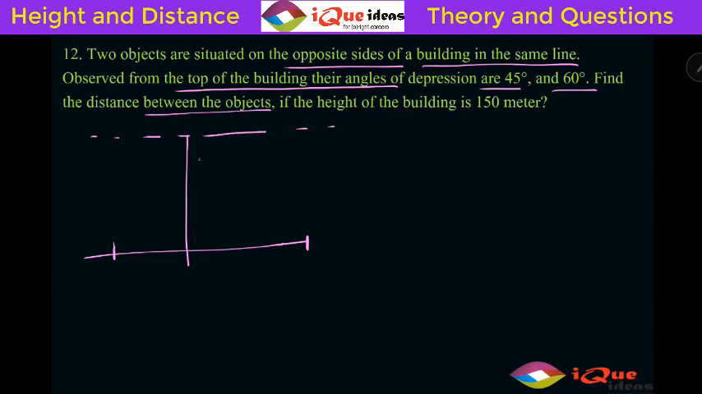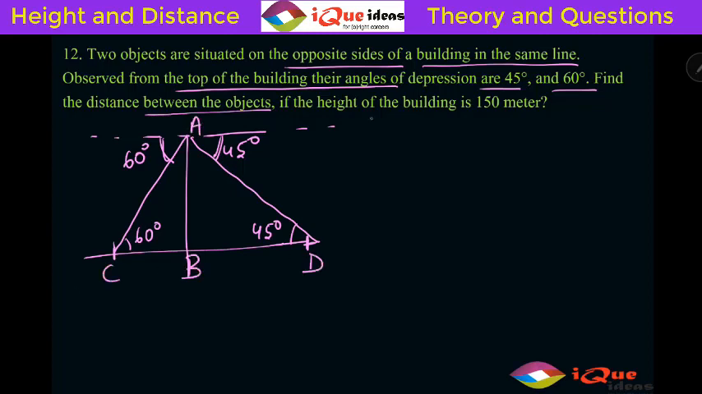Again, same logic: a horizontal line, the angle of depression to this one, the angle of depression to this one, right? The larger angle will be 60 degrees. The smaller angle is 45 degrees. The alternate angle for this 60 will be 60 degrees. And for this 45, this one will be 45 degrees, right? So if I take the points as A, B, C and D, now look at triangle ABC clearly. This height is given as 150 meters. And we still have to find CD.